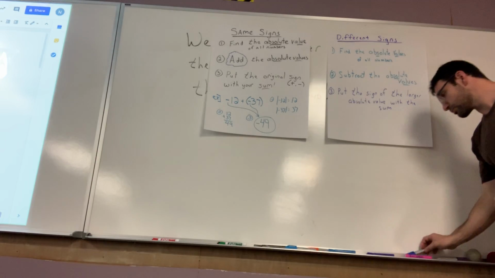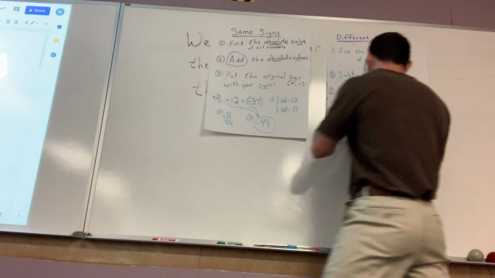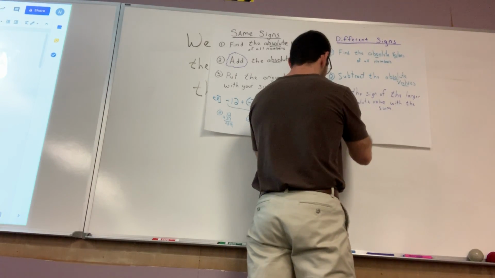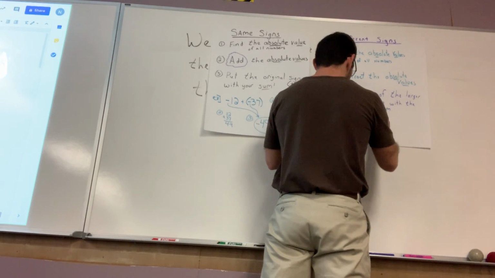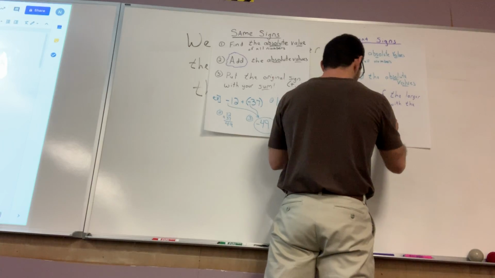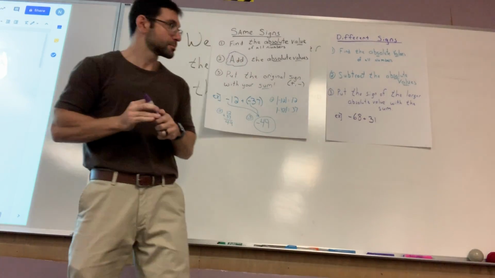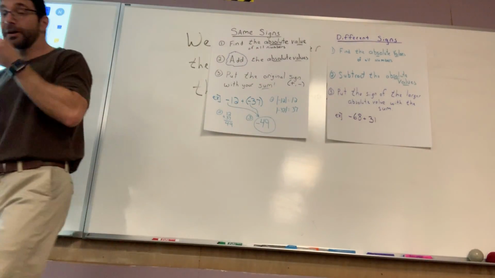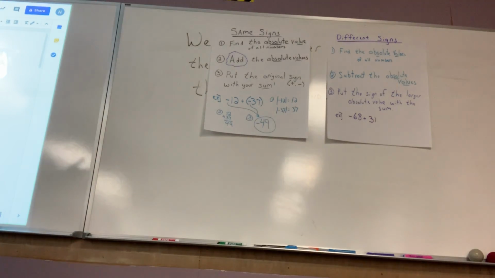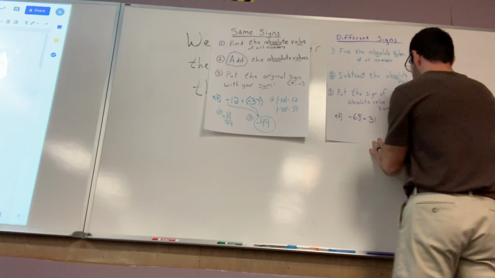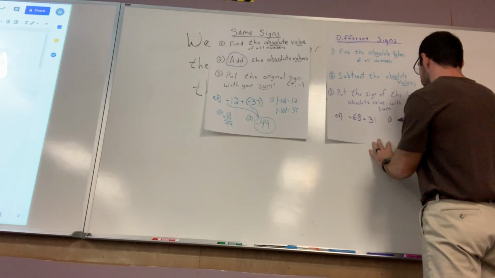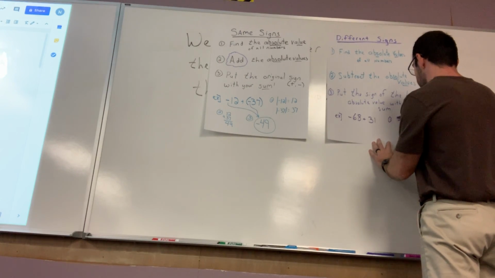Okay. So, example: -68 plus 31. We are going to follow these steps. Step 1, find the absolute value of all numbers. Nice and easy. So, the absolute value of -68.